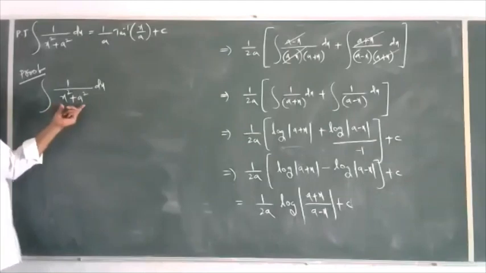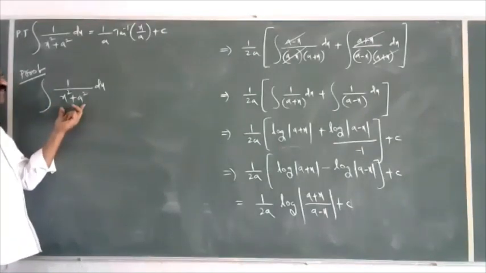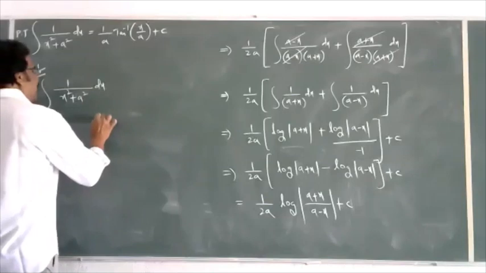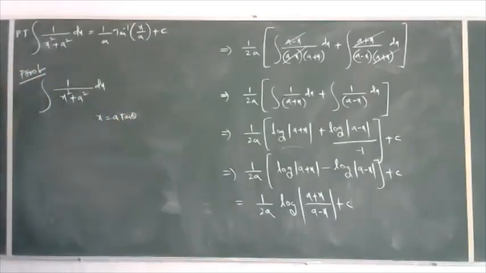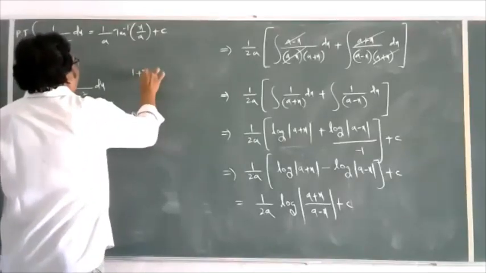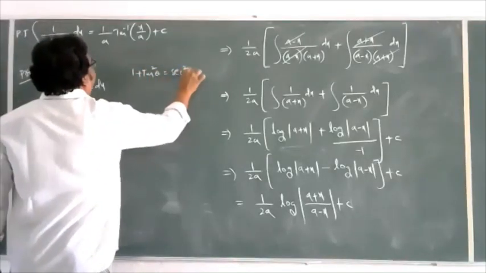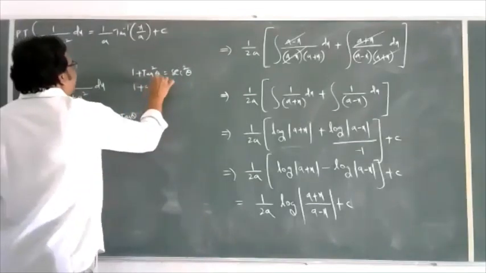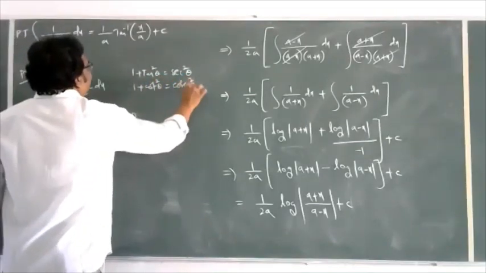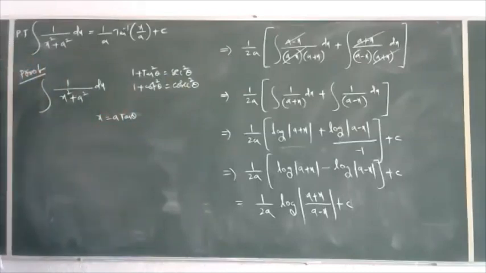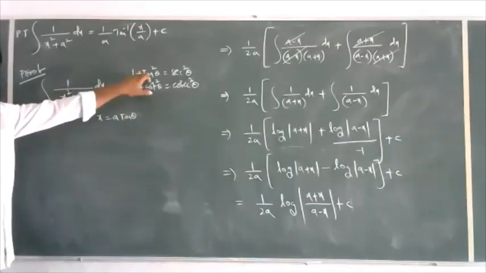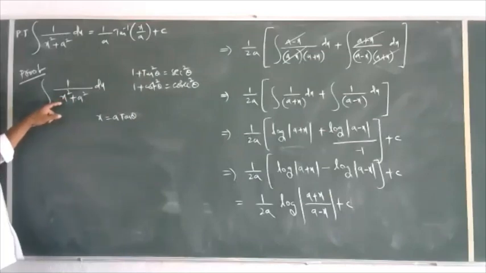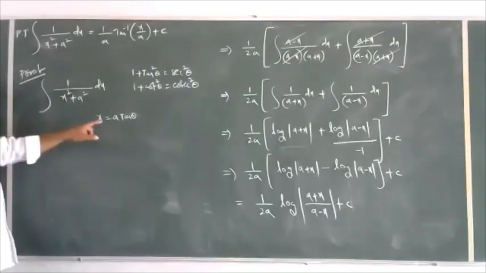Substitution depends on the problem. So here you substitute x is equal to a tan theta or x is equal to a cot theta. Why? 1 plus tan square theta is equal to secant square theta, or 1 plus cot square theta is equal to cosecant square theta. You remember those formulas. They help decide which function to substitute instead of x. Here a square plus x square is there, so substitute x is equal to a tan theta.